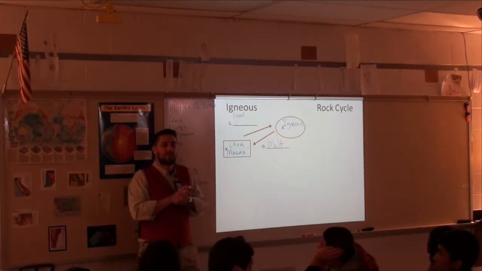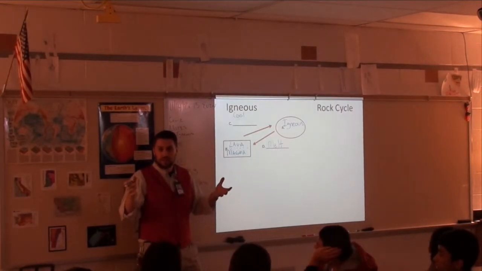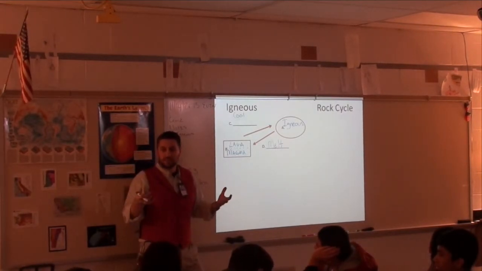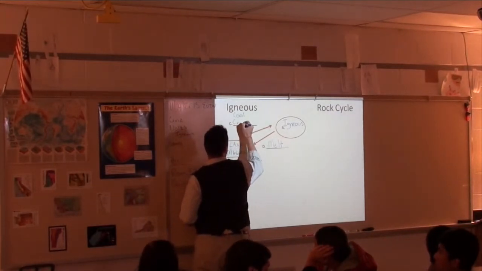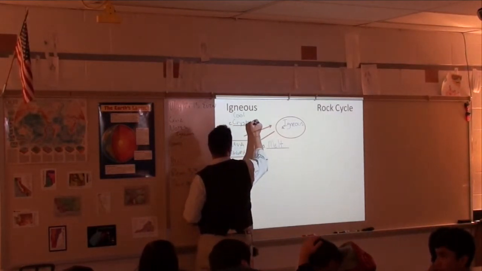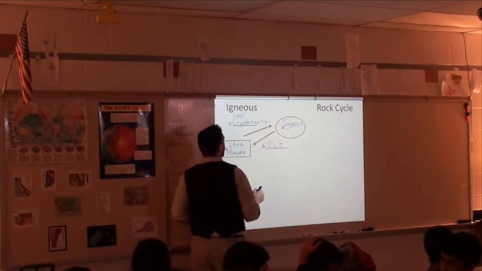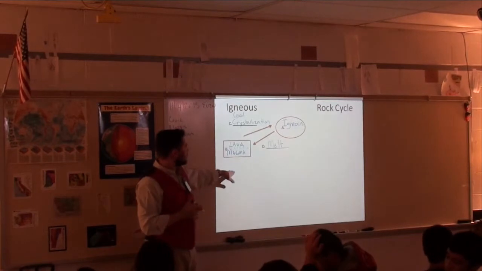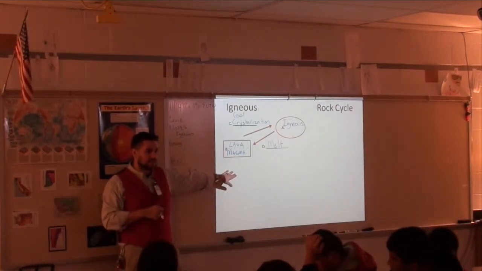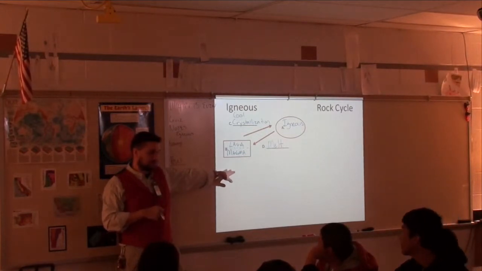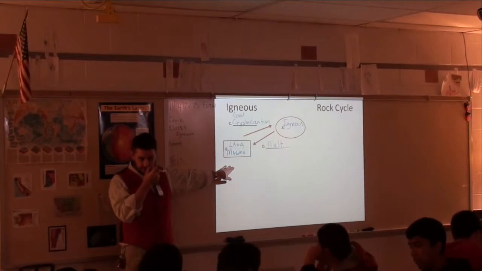Remember how I said in order to make bigger crystals, the magma's got to cool slower? Okay, they're making crystals, so this is a process called crystallization. Good. This is the rock cycle for igneous rocks. You guys are so intelligent. You already know it. You've got to know this piece of the puzzle.